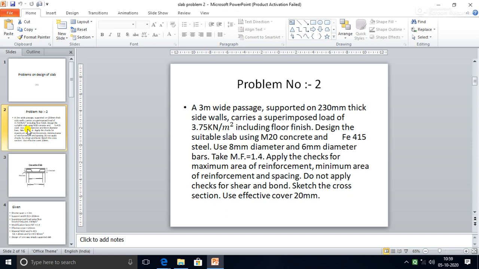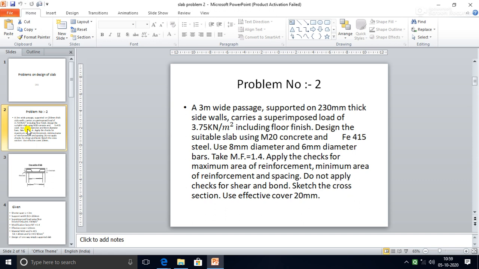This superimposed load is nothing but the sum of live load and floor finish. That is, directly you are given the addition of live load and floor finish, and that is equal to 3.75 kilonewton per meter square. Then we have to design a suitable slab using M20 concrete, that is fck is 20 Newton per mm square, and Fe 415 steel, that is fy is 415 Newton per mm square.